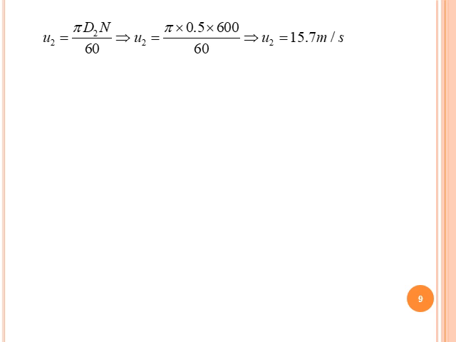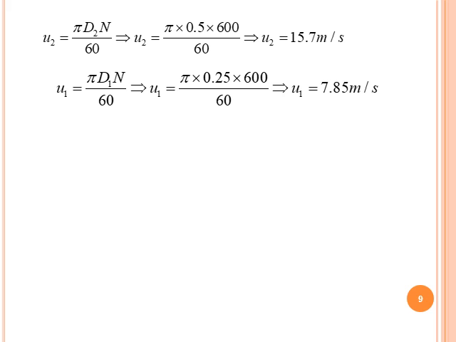Initially, calculate what is the U2 value. The U2 value is calculated by using the formula pi D2 N by 60. Here the diameter value is known and the speed of the impeller of the centrifugal pump is known, that is 600 rpm. By using that we can find the value of U2, that is equal to 15.7 meter per second.